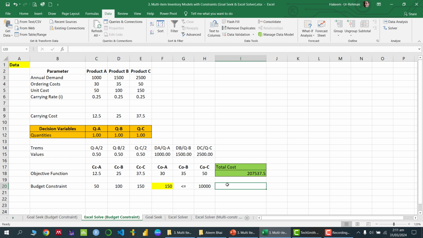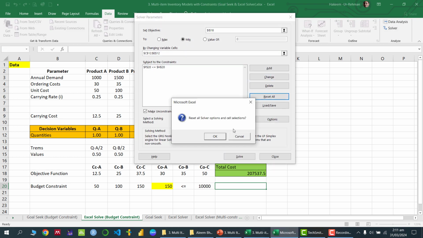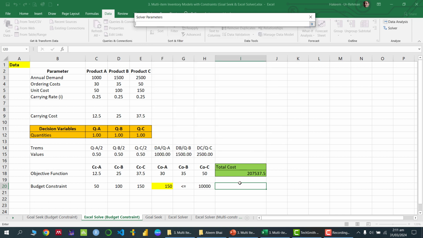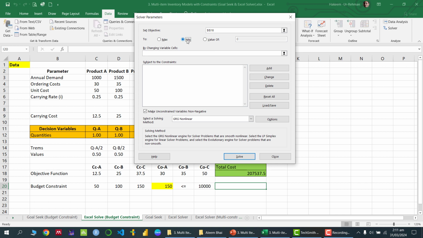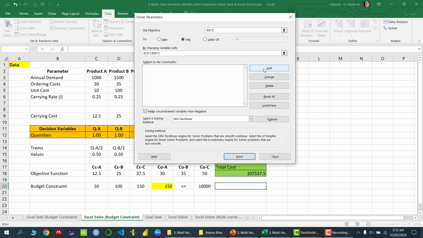Now we are going to use the Excel solver to solve the problem. So we will click on the solver. Then what we are going to do is first of all set the objective, that we would like to minimize this total cost. So this is minimization by changing cells. What would be the decision variables? These cells are the decision variables. So we have three decision variables, and we are going to add the constraint.